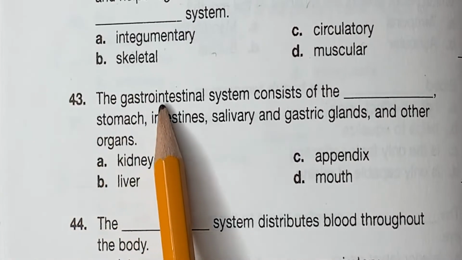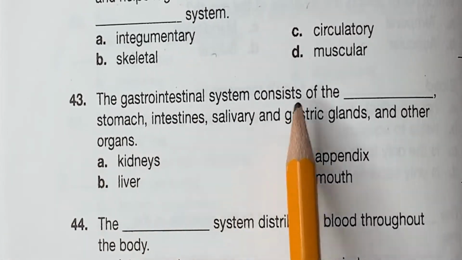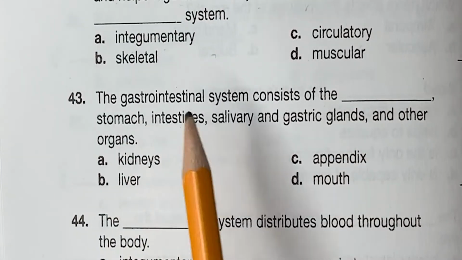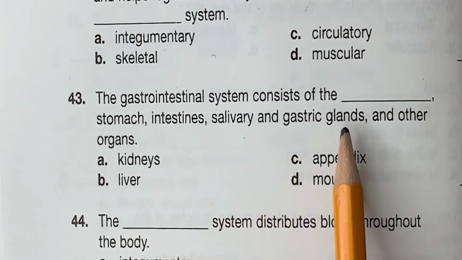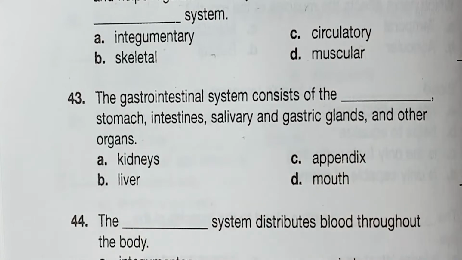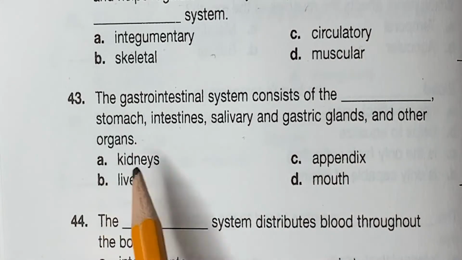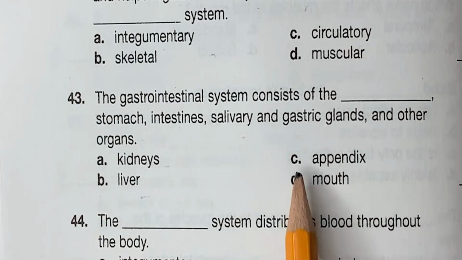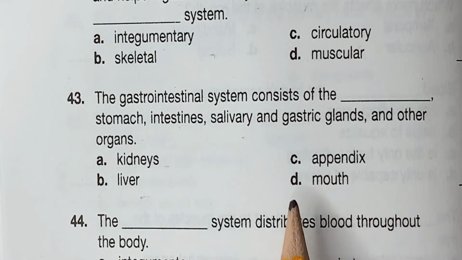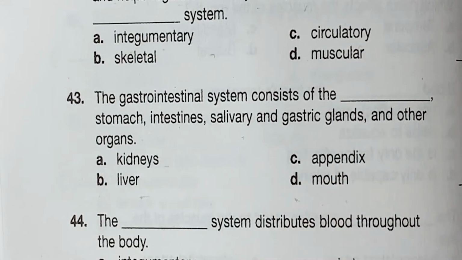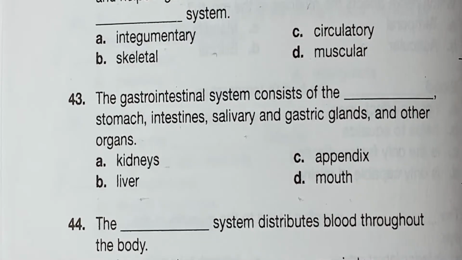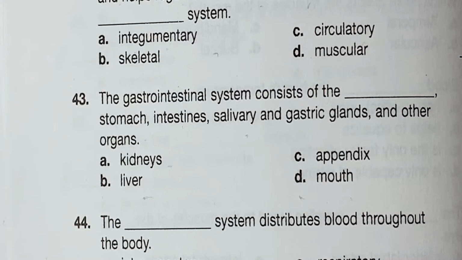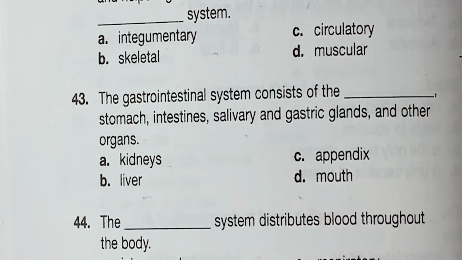43. The gastrointestinal system consists of the blank: stomach, intestines, salivary and gastric glands, and other organs. Is it A, the kidneys, B, liver, C, appendix, or D, mouth? And the correct answer is D, mouth.